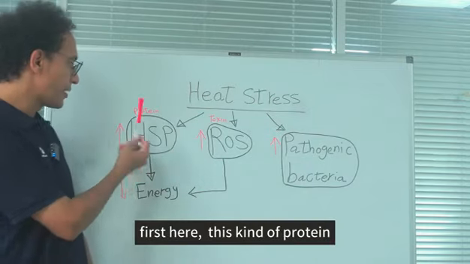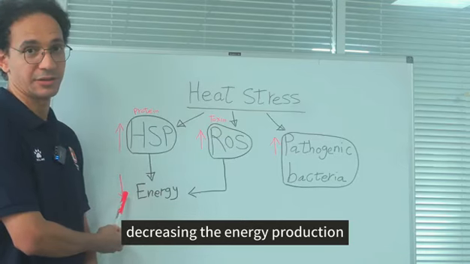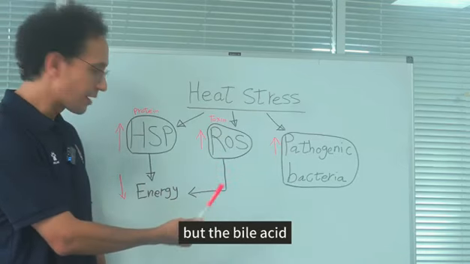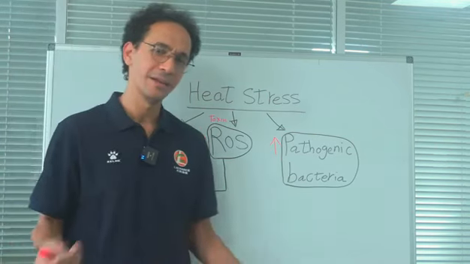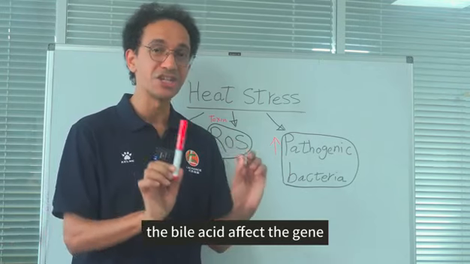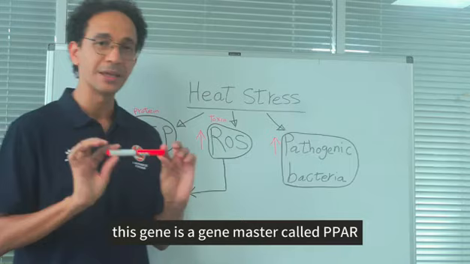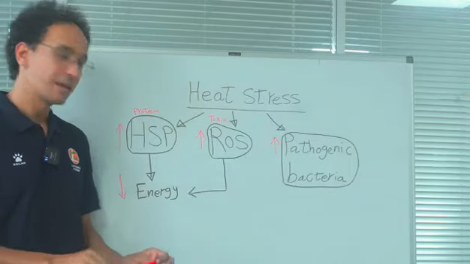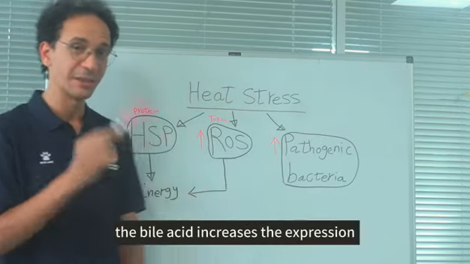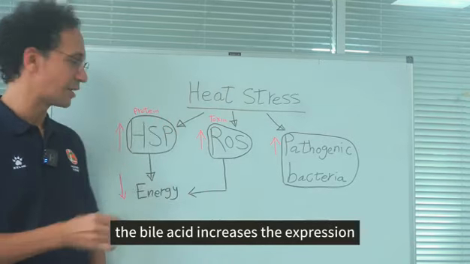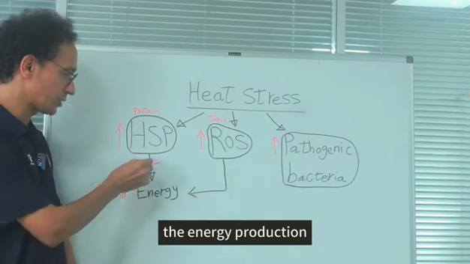First, this kind of protein decreases the energy production, but bile acid comes to increase the energy production. But how does that happen? Bile acid affects a gene. This is a master gene called PPAR. So at the same time that HSP decreases this master gene, bile acid increases the expression of these genes, which means increased energy production.